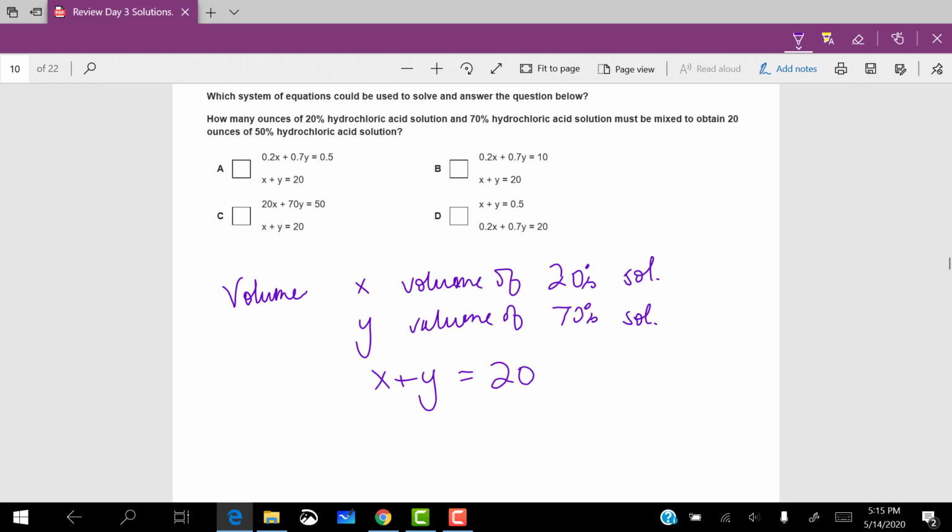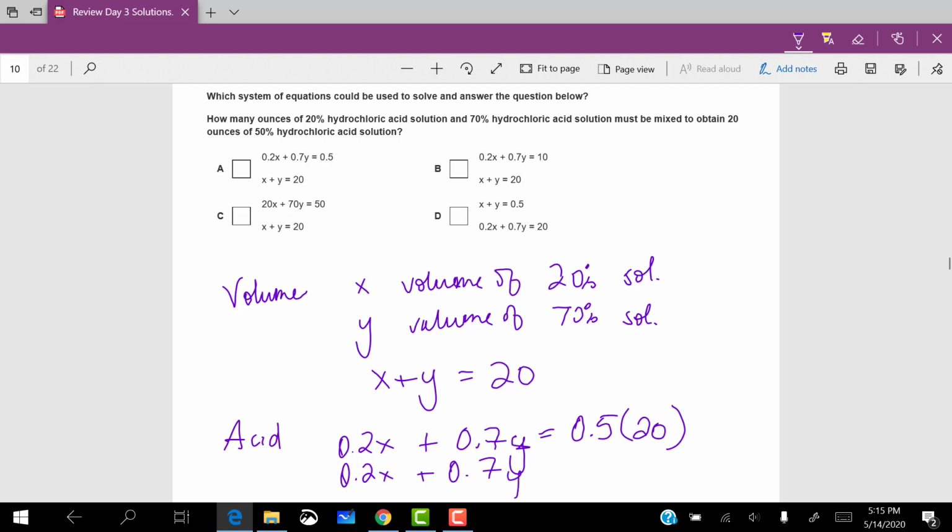There are a few that have that answer. The second is I want to make something about the amount of acid. So I've got 20%, 0.2x, 20% of the total volume there, and then I've got 70% of the volume of the other. And then the tricky part is you have to realize that we want 50% of these 20 ounces. So if I multiply this out, I would get 0.2x plus 0.7y equals 10. And so that's this set of equations here.